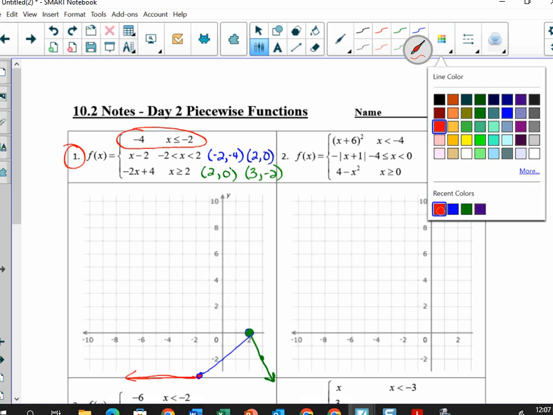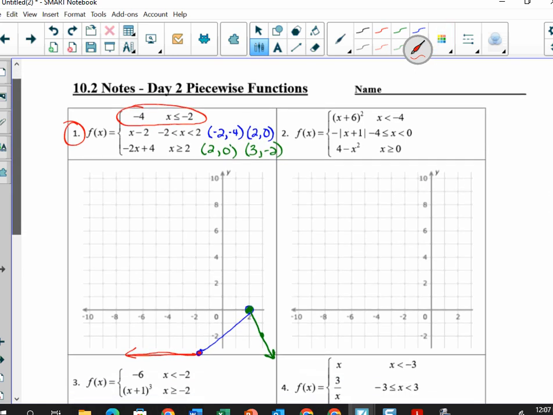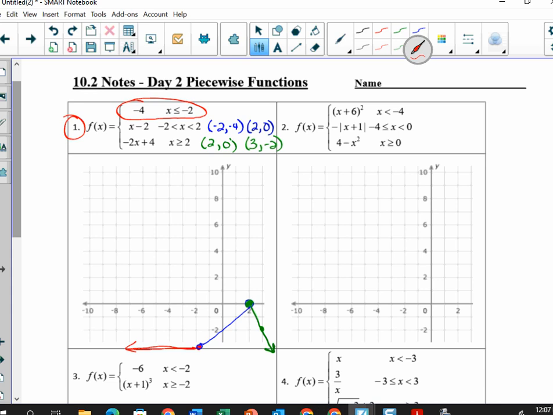Okay, so let's look at number 2 together. What do you notice is different about number 2? Absolute value, parabola. We do not have just lines happening anymore. Okay, I will help, I promise. You start the same way with figuring out where the endpoint is. So I'm still going to plug in a -4 on this first one. 4, right? -4, 4. Open or closed? Open. -4, 4. Okay.